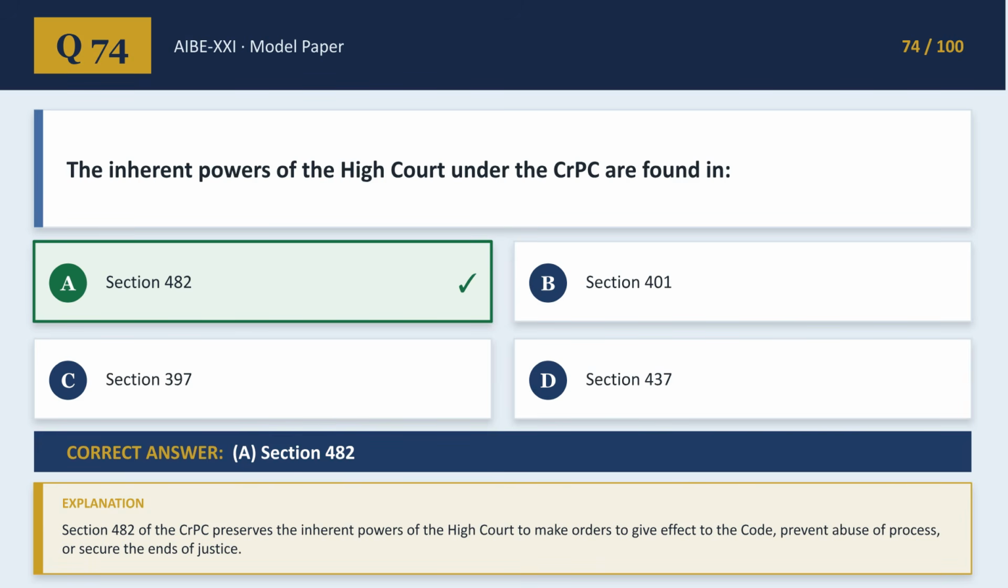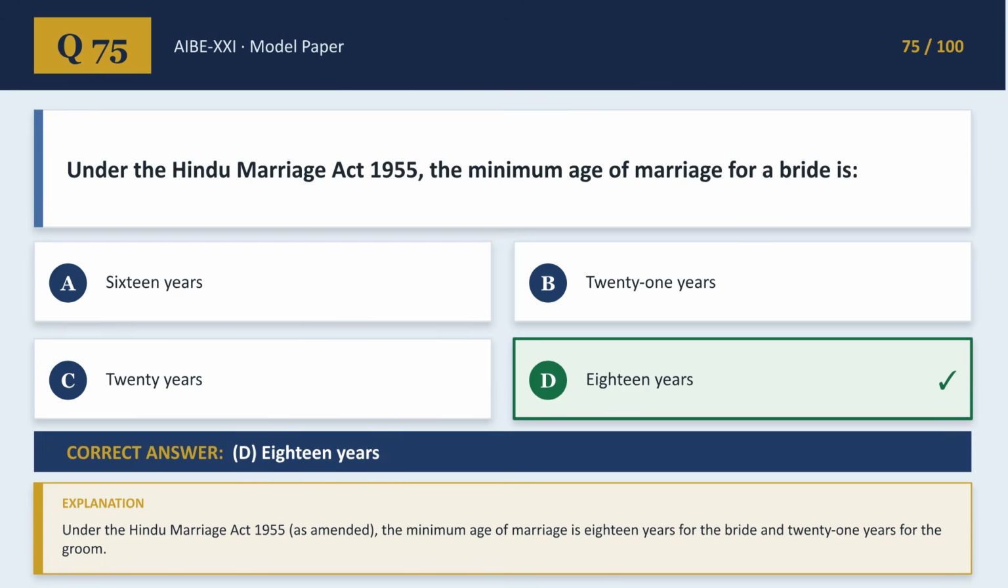The inherent powers of the High Court under the CRPC are found in Section 482. These powers are exercised to prevent abuse of the process of any court or to secure the ends of justice. Under the Hindu Marriage Act 1955, the minimum age of marriage for a bride is 18 years. The Act sets this age requirement to ensure informed consent and maturity for marriage.